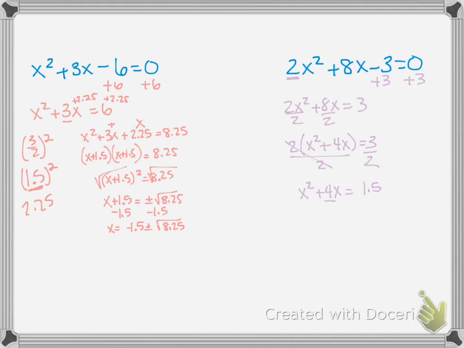Okay, so my b is that 4, so 4 divided by 2 squared. 4 divided by 2 is 2. 2 squared is 4, so I'll be adding 4 to both sides this time. I'm going to go ahead and go straight into my perfect square here. So I know it's going to be x plus 2 squared is equal to 5.5. Opposite of squaring is square rooting. So x plus 2 equals plus or minus the square root of 5.5. And then just subtract that 2.